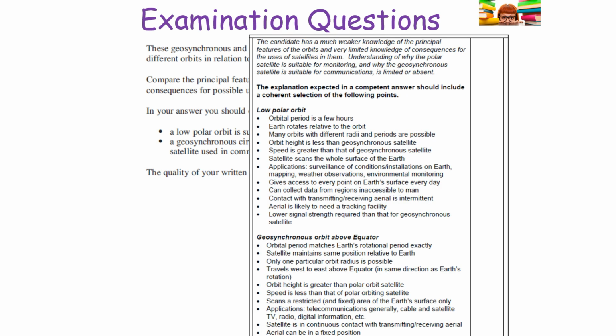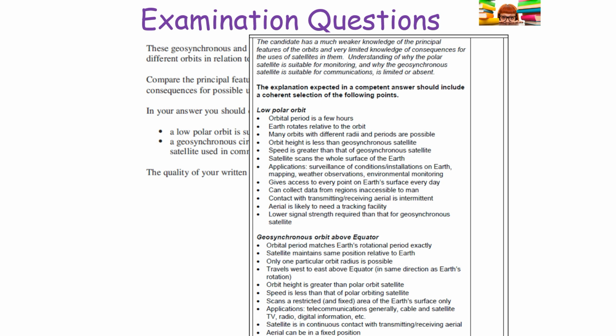So a low polar orbit has an orbital period of a few hours. Now the Earth rotates relative to the orbit, they're not synchronous as the name suggests. Many orbits with different radii and different periods are possible because you're just looking to go over the poles, so you can have different possible trajectories in your paths. Now the orbit height is a lot less than that of a geosynchronous orbit.